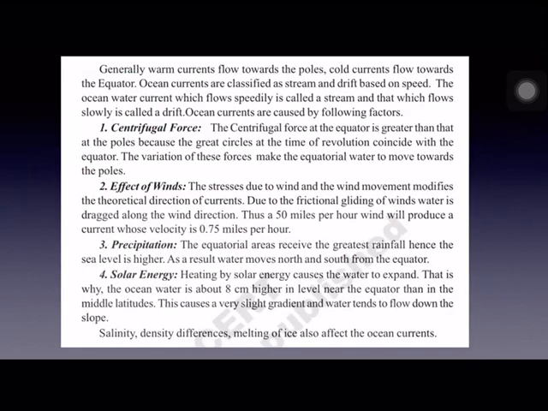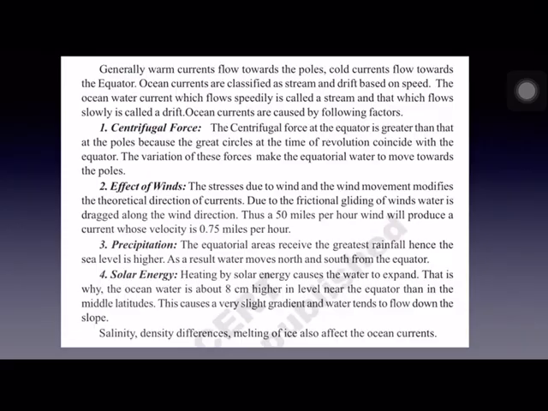And they are centrifugal force, effects of winds, precipitation, and solar energy. These are the 4 factors that cause the ocean currents. Now let us see one by one.